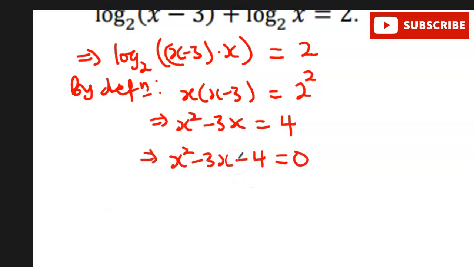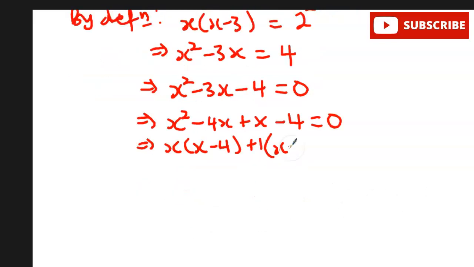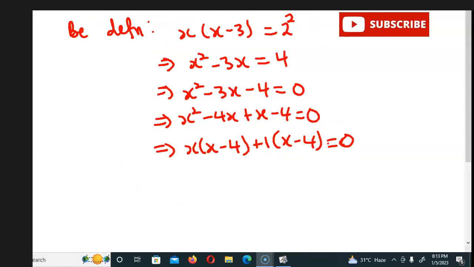We find the factors of minus 4. Two of them, when you add you get minus 3, when you multiply you get minus 4. So the factors will be minus 4 and 1. So x squared minus 4x plus x minus 4 is equal to 0. So x into bracket x minus 4 plus 1 into bracket x minus 4 is equal to 0, which implies that x minus 4 in one bracket, x plus 1 in another bracket is equal to 0.